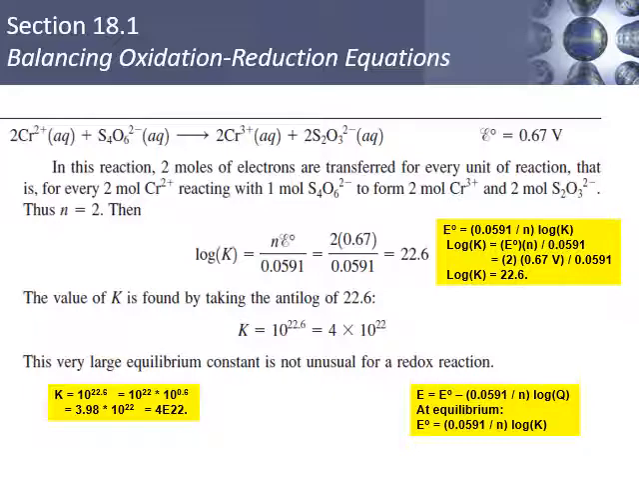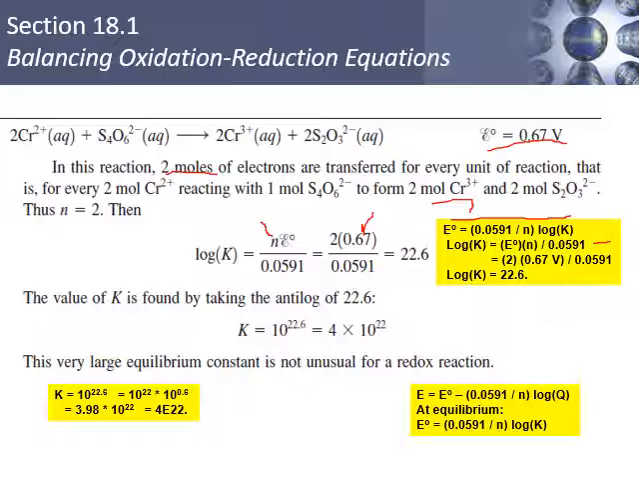So here is our standard cell voltage. It's 0.67 volts. 2 moles of electrons would be transferred for every one of these reactions. So the N would be 2, and the voltage here would be 0.67. If you look over here on the right-hand side, what I did was I started off with this equation here, which is the way we had it written before, and I rearranged it the way they did. So I divided both sides by 0.0591 and multiplied both sides by N, and I end up with this thing right here. So it's just a very simple algebraic manipulation.